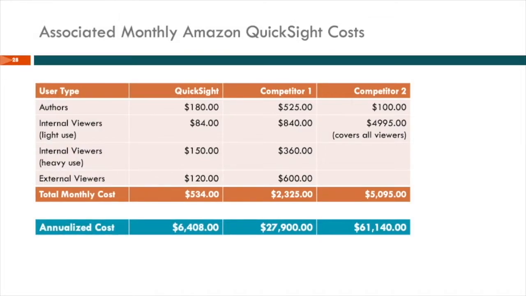Look at it in the competitive marketplace. Now we're looking at a little over $2,000, and I have to read mine, and just over $5,000 for the competitors to get into that same thing. A lot of it has to do with how they tier their pricing, what their minimums are, and the fact that some of them you have to purchase entire server instances to make that happen. Annualize that, you're looking at $6,500 for Quicksight versus $28,000 and $61,000 a year.